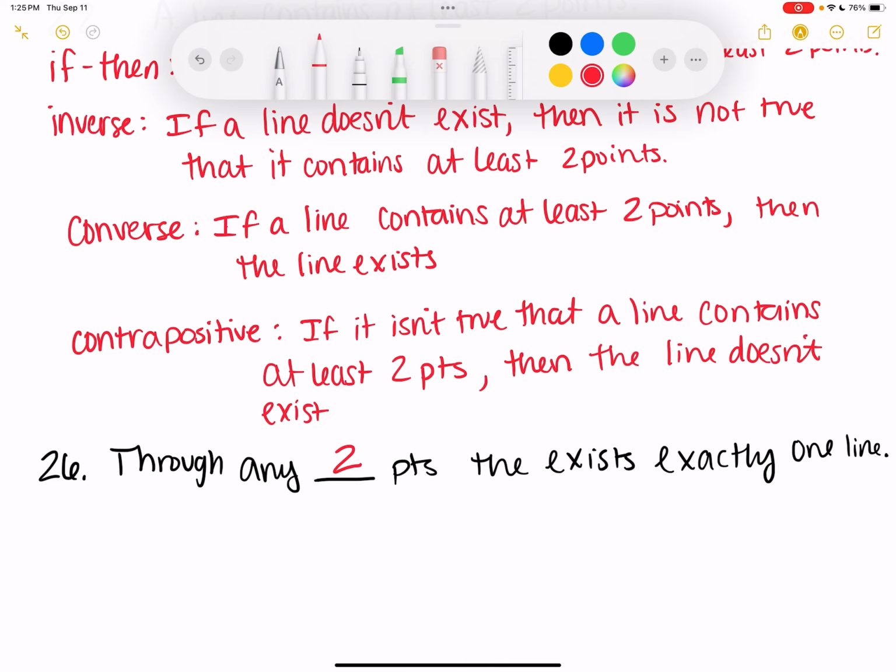So I'm going to draw points A and B. And I have one line going through that. Is there another possible line that could go through those 2 points? Other than it being straight up on top of it. Nope. So that's just proving our point there. All right, we're going to stop there.